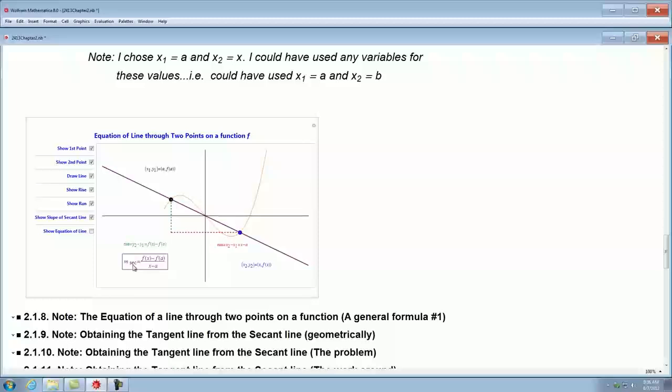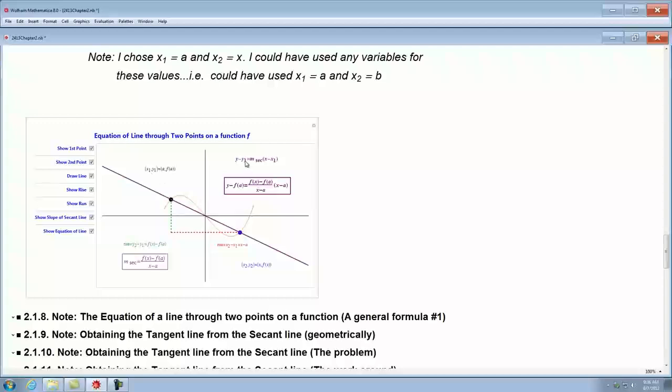My slope of my secant line is the rise, f of x minus f of a, divided by the run, which is x minus a. And therefore, the equation of the line, y minus y1 equals the slope of the secant line times x minus x1. So this is the point slope formula for a line. Now, my slope of my secant line is this big ugly thing in here, right? That came from this. The x minus x1 is x minus a, and that's because a is x1.